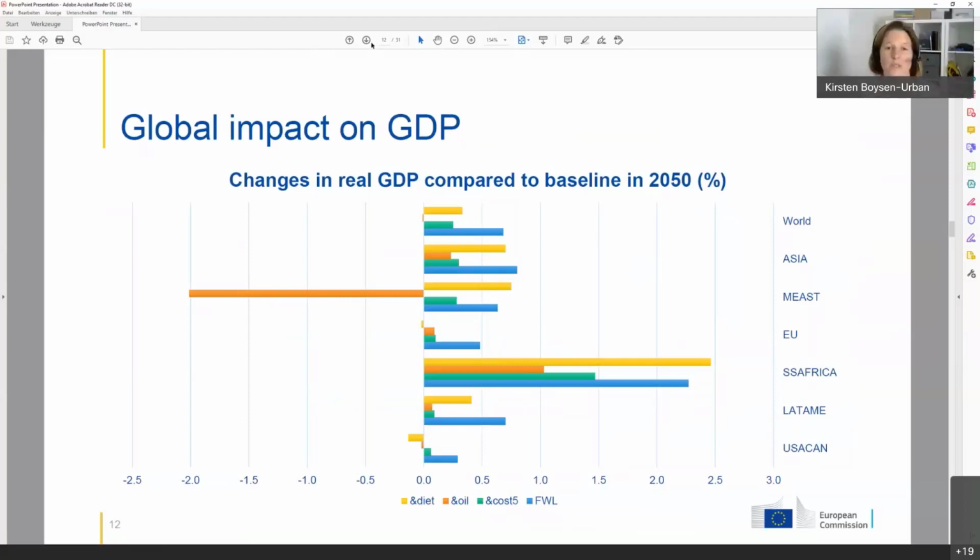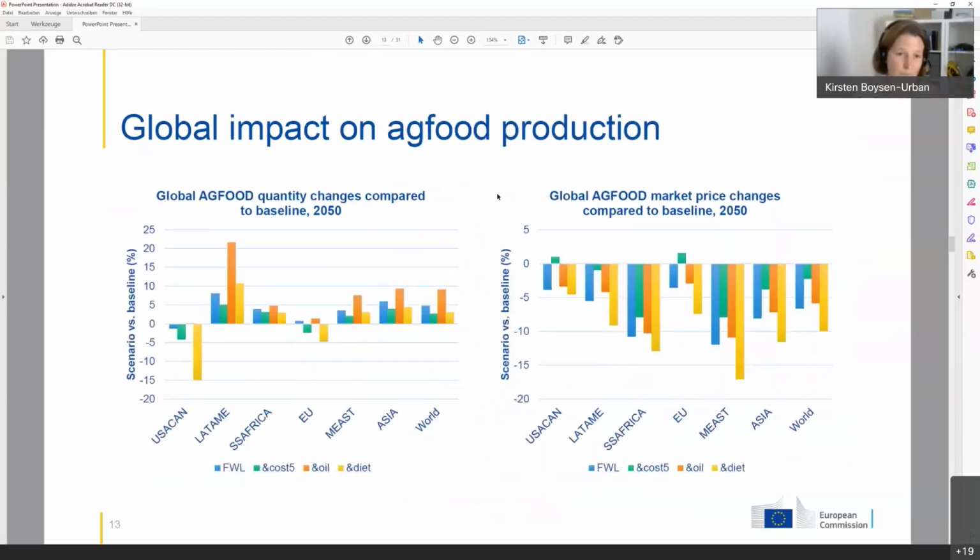To come to the impact on agriculture and food production, we see here that due to food waste and loss reductions in most of the regions, agriculture production increases. Exceptions are the high-income countries, where we see slight decreases or only slight increases. And we see that when we consider, in addition, costs associated with food waste and loss reductions, then these changes are much smaller.